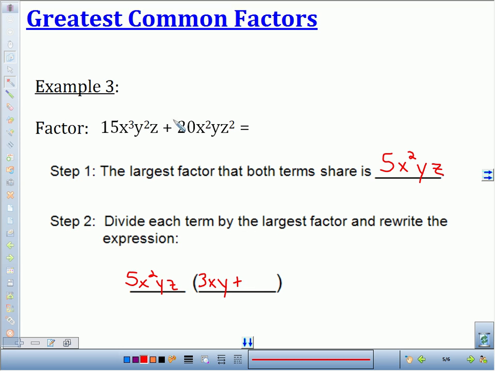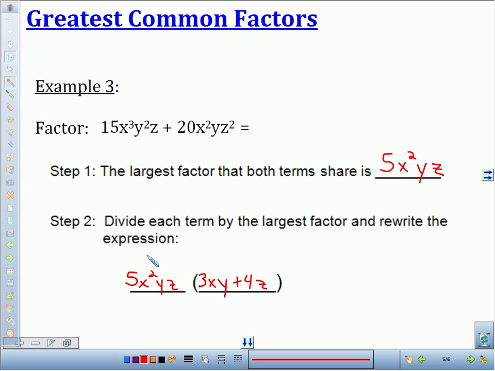We move on to the second one. We have 20 divided by 5 is 4. X squared divided by x squared cancels out. Right? When you divide something by itself, it cancels out. Y divided by y, again, cancels out. And z squared divided by z is just z.